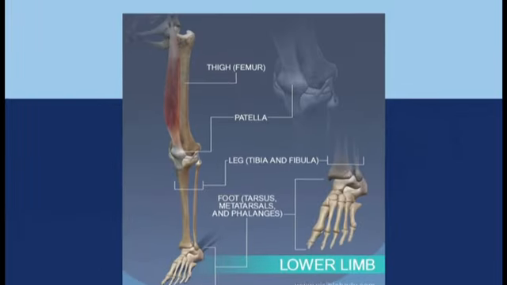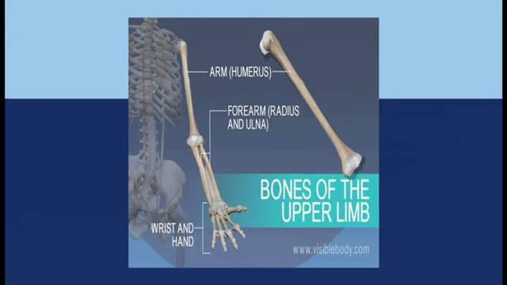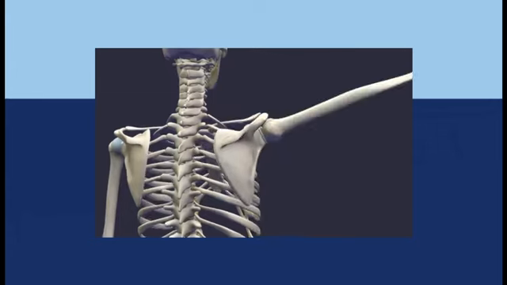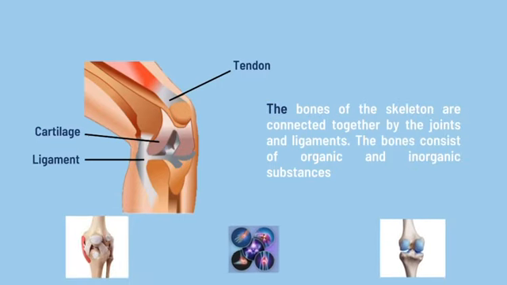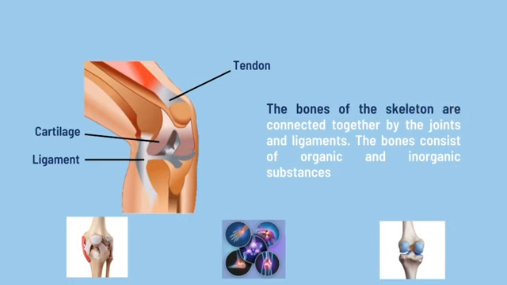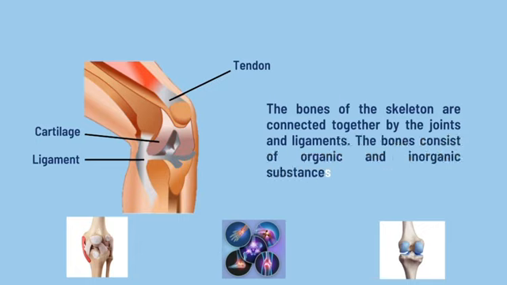The lower extremity consists of the thigh, leg, and foot. It is connected with the trunk by the pelvis. The upper extremity is formed by the arm, forearm, and hand. It is connected with the trunk by the shoulder girdle. The bones of the skeleton are connected together by the joints or by the cartilages and ligaments. The bones consist of organic and inorganic substance.